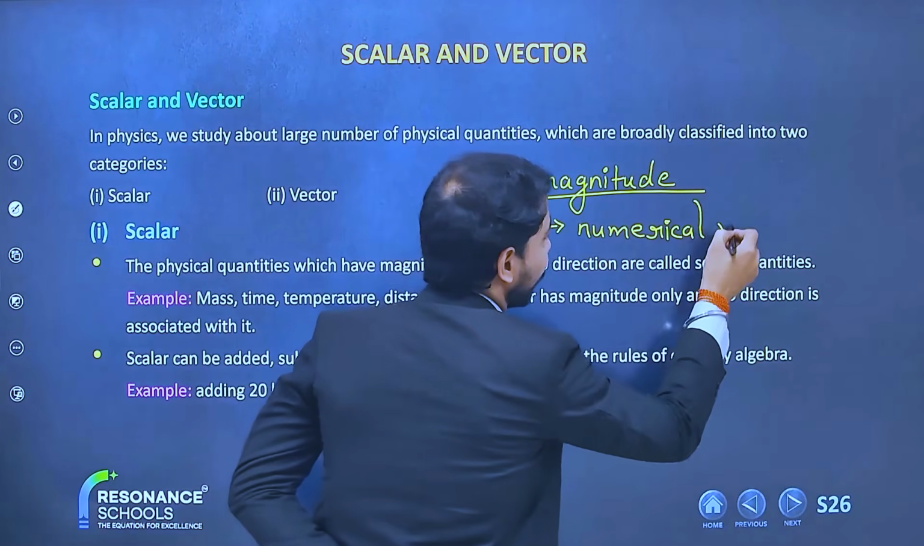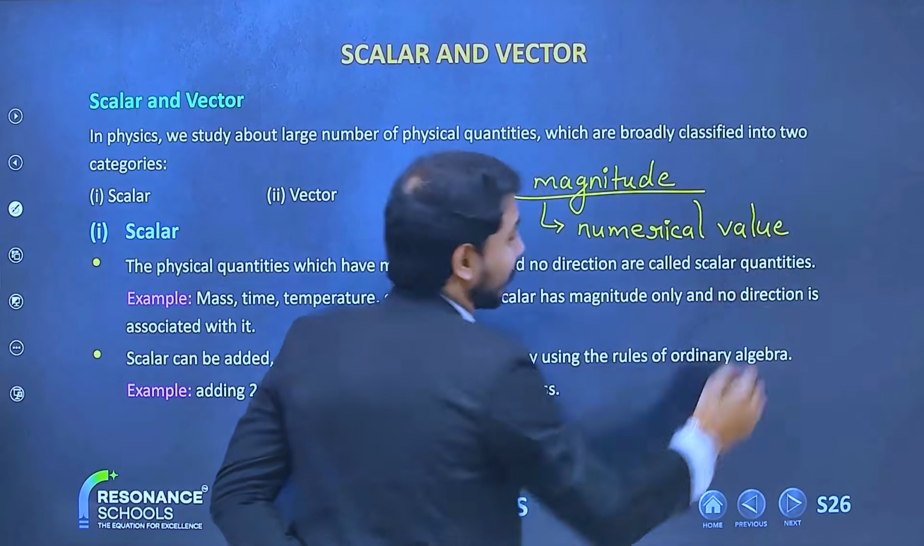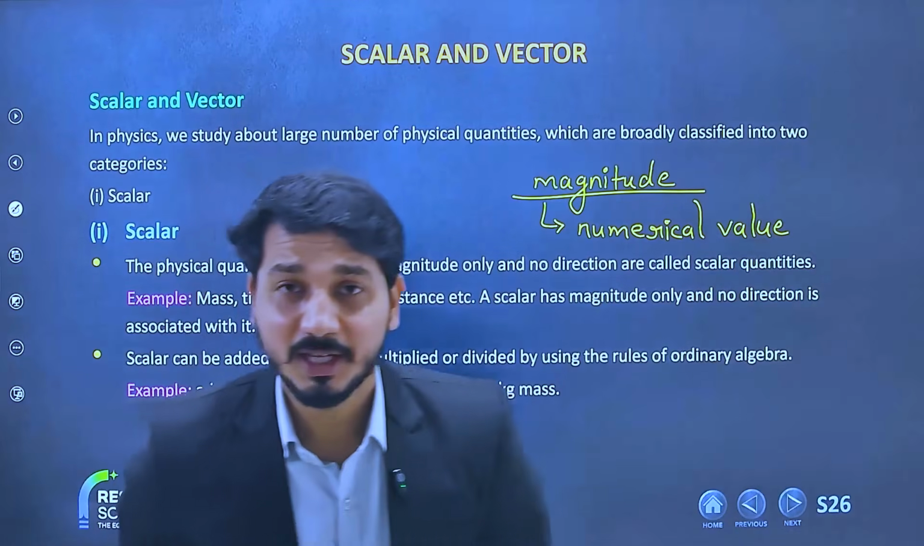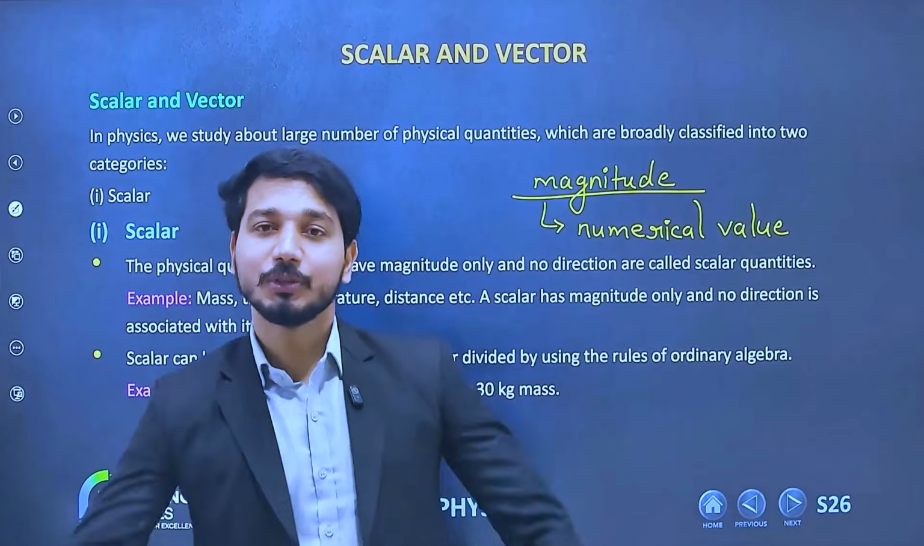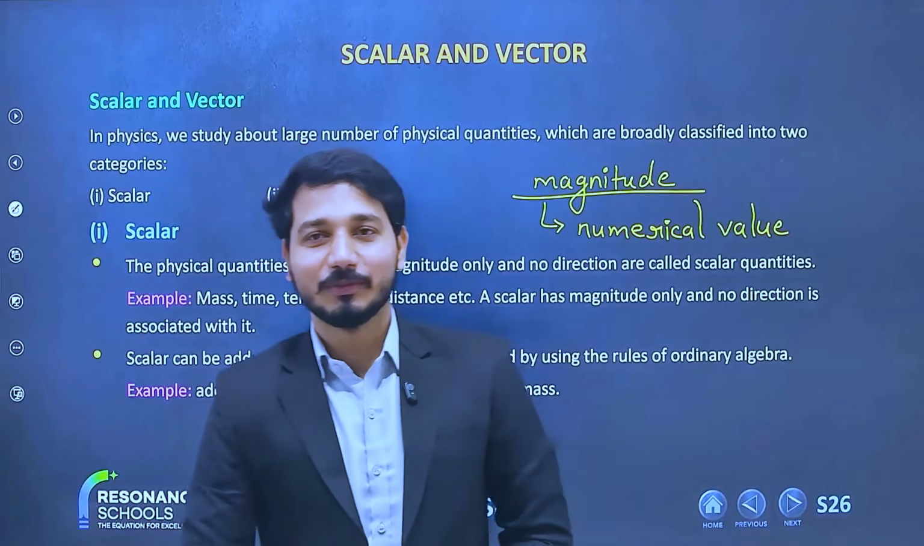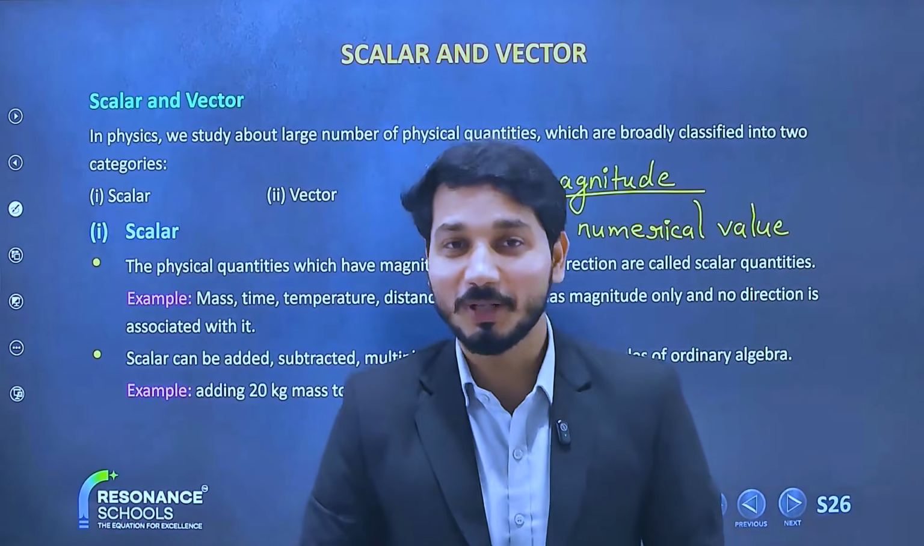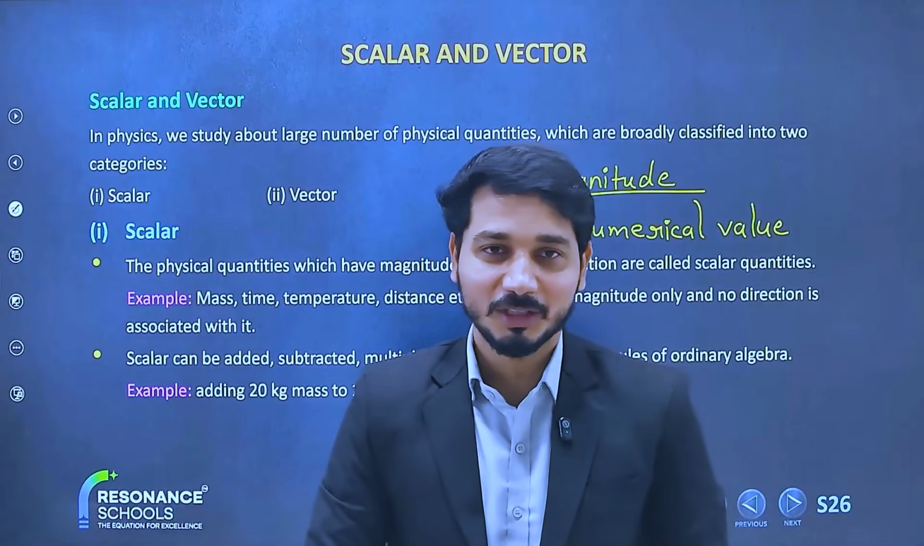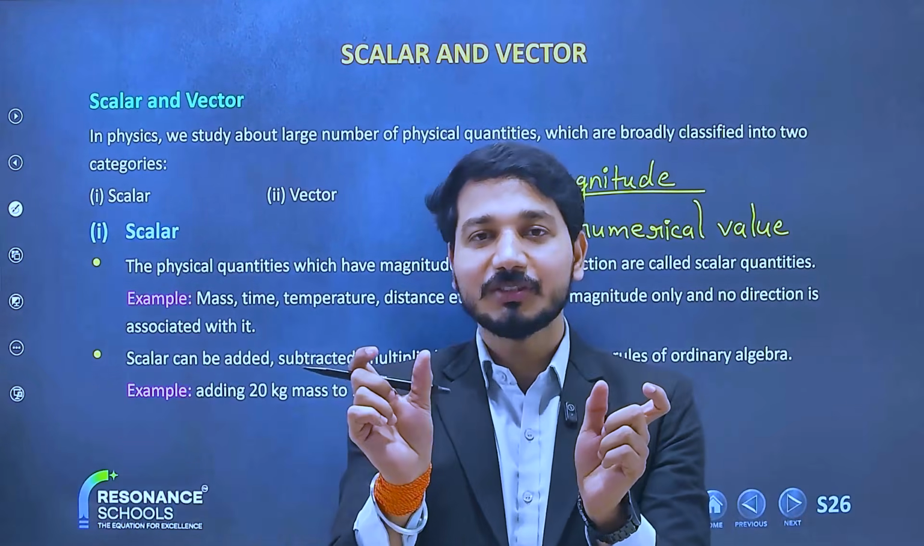Magnitude means it is referring to a numerical value, any number. For example, when you are going to that vegetable shop, you are buying some vegetables, let's say tomato. So you are saying 1 kg tomato. So 1 is the magnitude, kg is the unit.